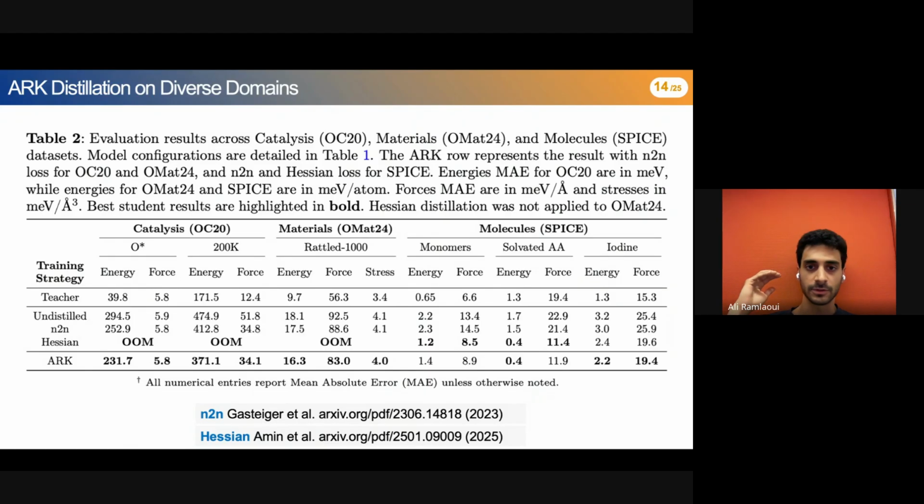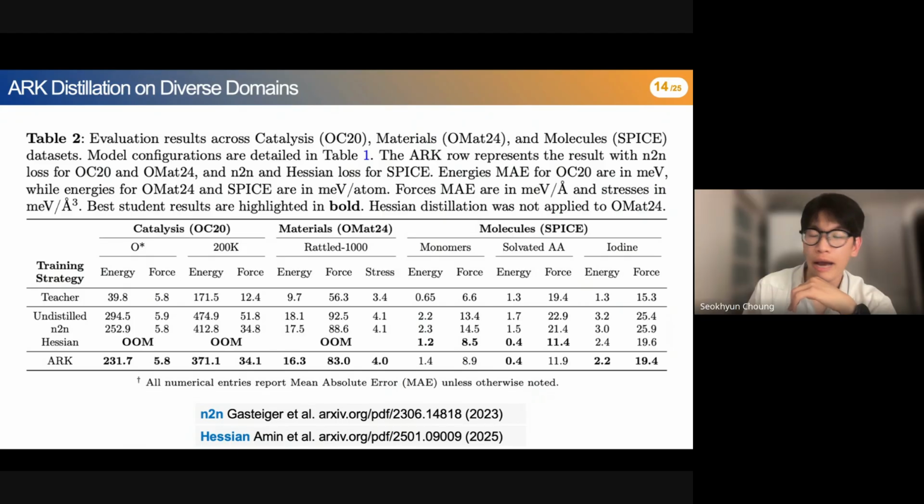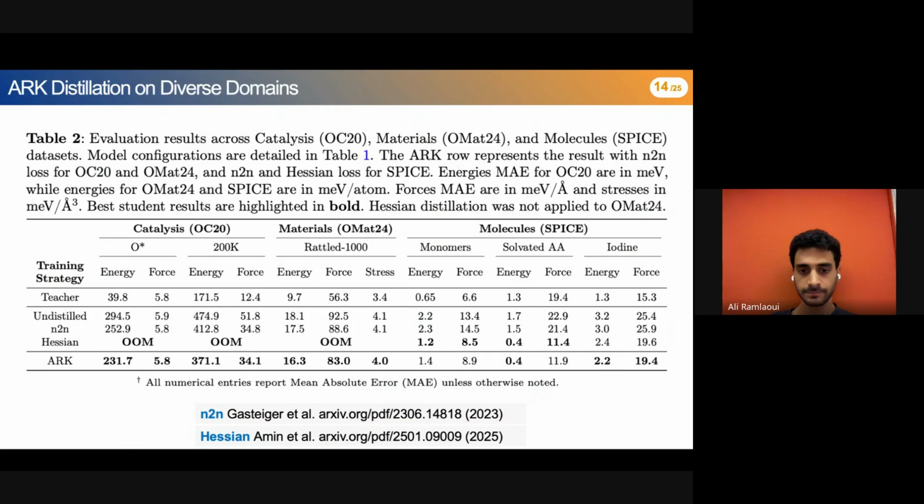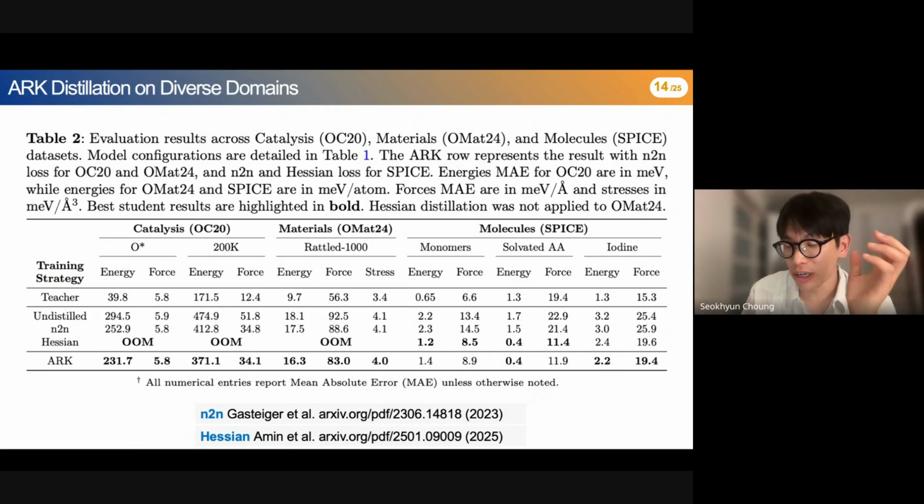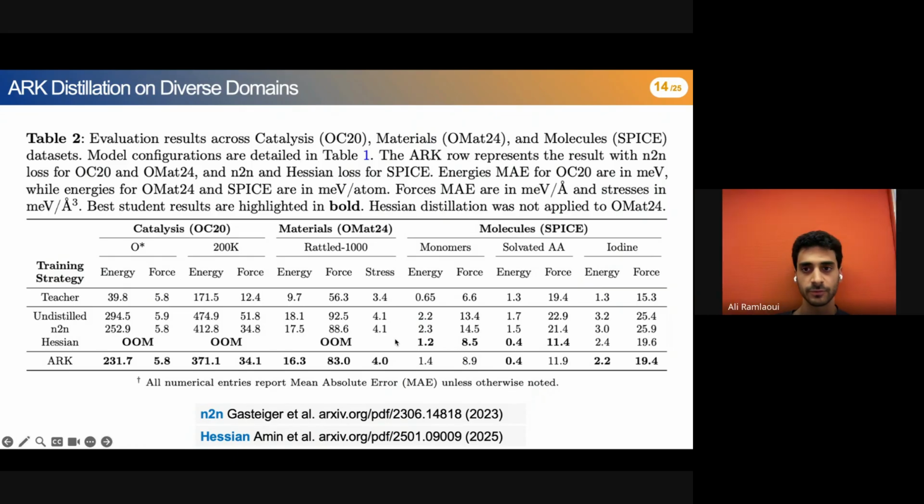But is it because we're only training it on O-star systems? The question is, has it seen all of OC20? It hasn't seen it. The undistilled is only trained on the O-star cases, in this case a 200K subset of the OC20. Right, that makes sense. And do you think if we trained it on all of OC20, it would be better?